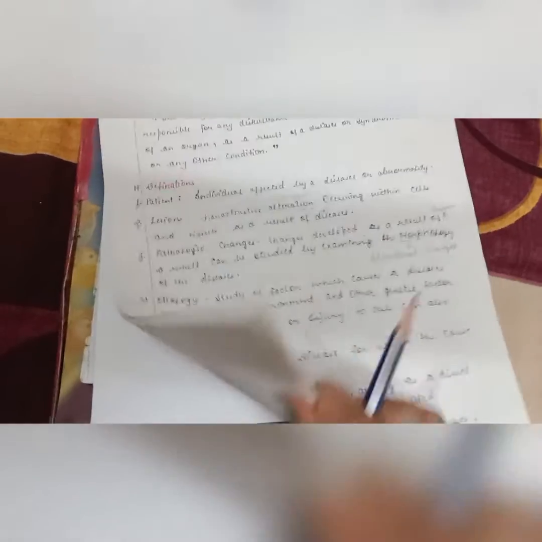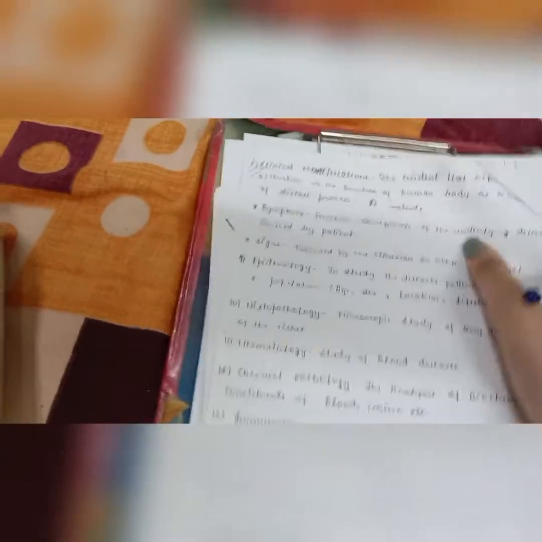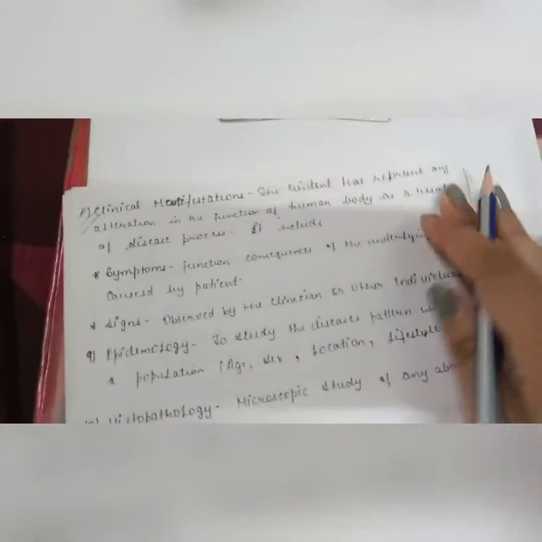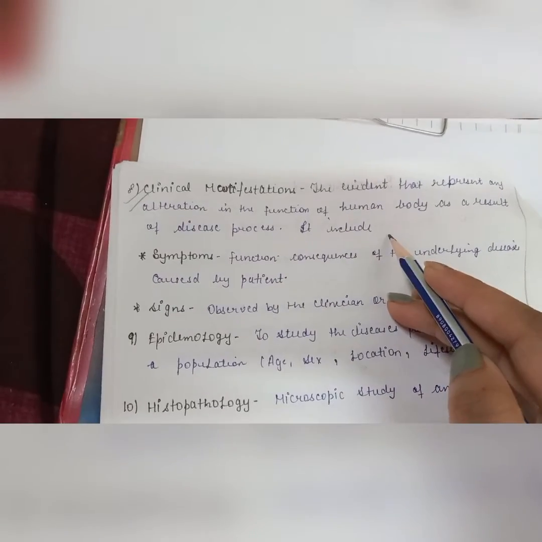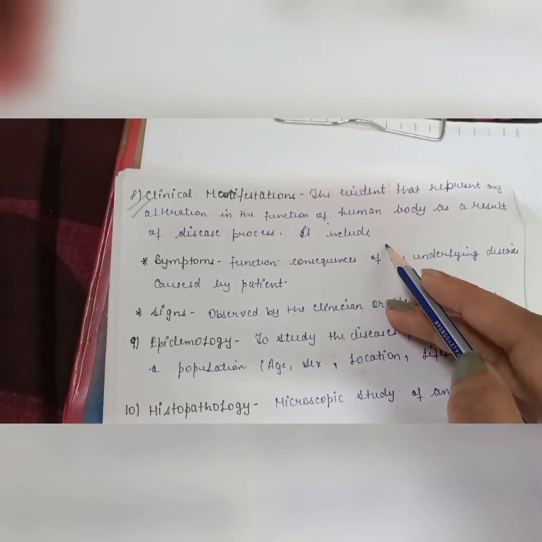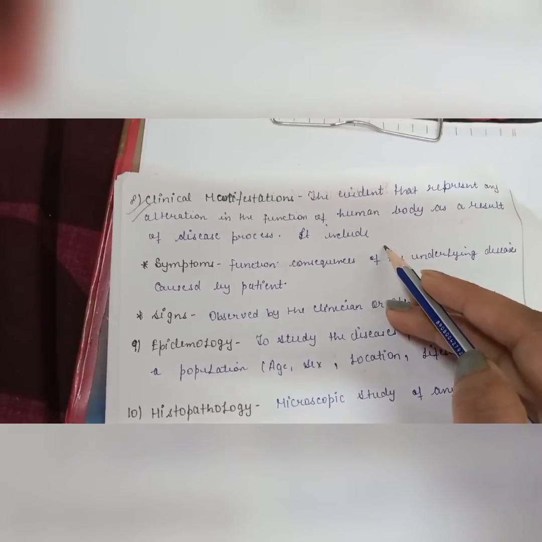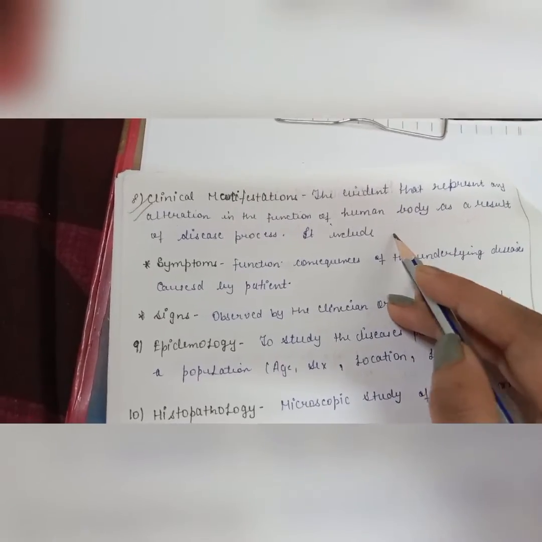Next is the clinical manifestation. It refers to the evidence that represents the changes in the functioning of the human body as a result of the disease process. It means the evidence which is provided by the clinic for the disease.